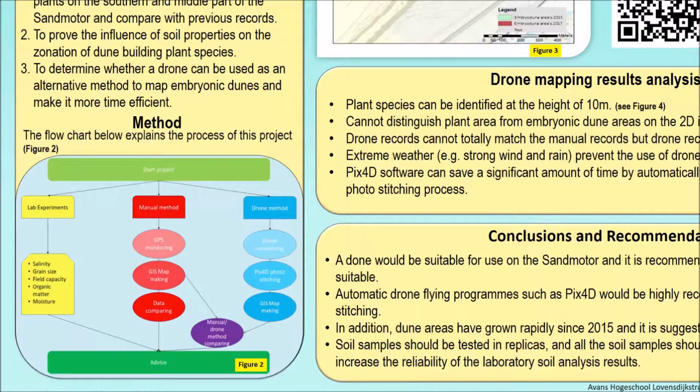This project was made up of 2 major components, the mapping or GIS component and the laboratory component. The mapping component was further divided into a manual method and a drone method. As seen in figure 2, these laboratory, manual and drone methods were the 3 methods used to compile the advice report for the client Bass Arons.